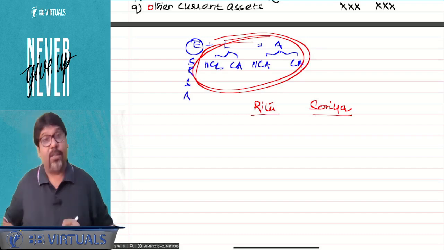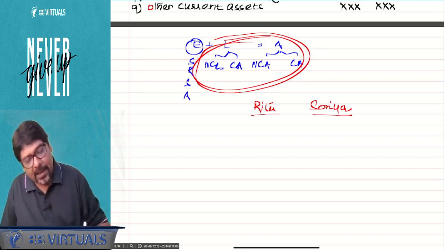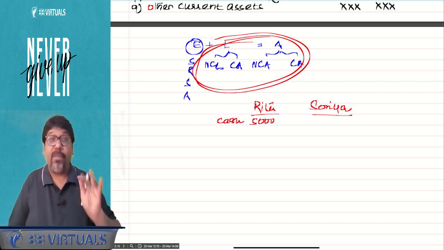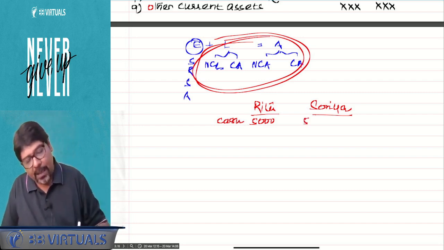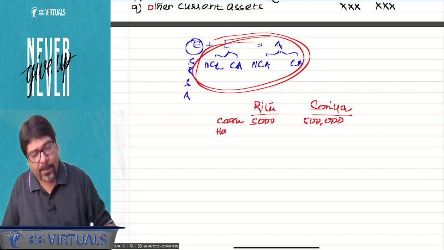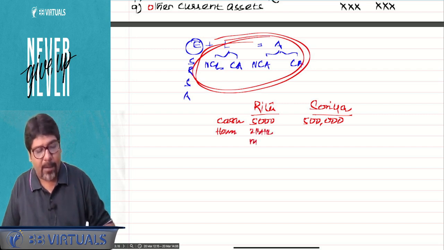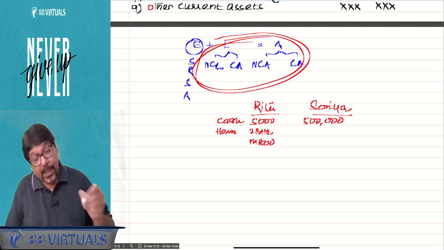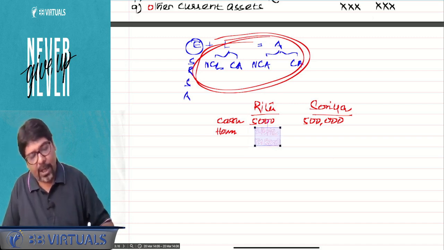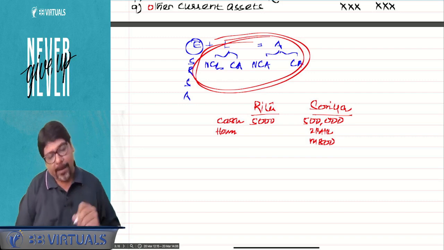One is Rita, one is Sonia. Rita has 5,000 in his purse now. Correct. Cash she has now is 5,000, whereas Sonia has 5 lakhs now. But Rita's house is 2 BHK and Maruti 800 car. Sonia's house, sorry, this is Sonia's house is 2 BHK and Maruti 800 car.